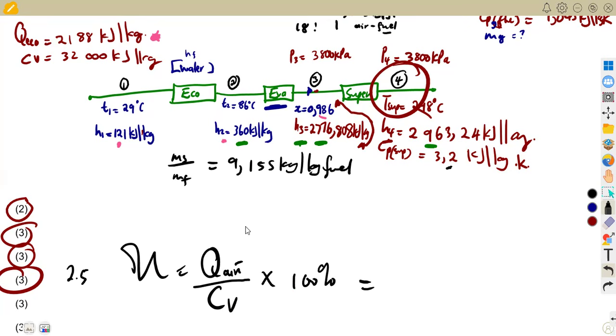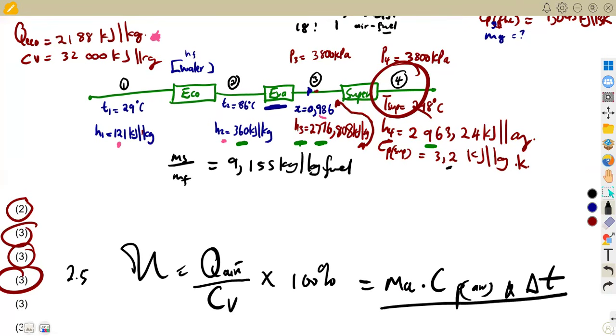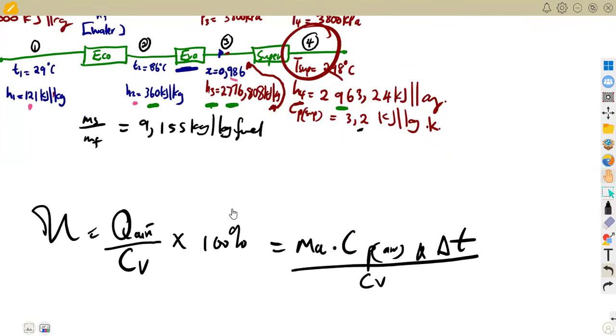So whereby this Q for air, the heat that is going to be taken by the air, is going to be the mass of air, the specific heat capacity of air, times the change in temperature. We talked about this formula. Everything over what? The calorific value. That gives us a percentage, an efficiency now. So percentage is just like efficiency, output over input. That is the whole idea.